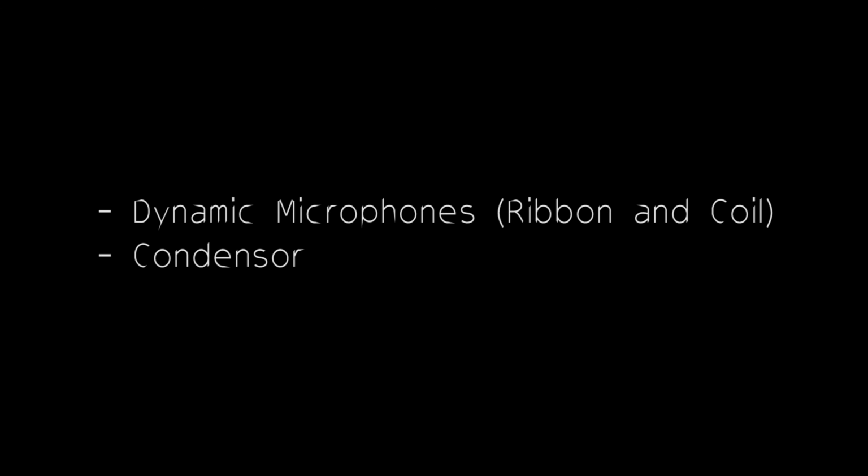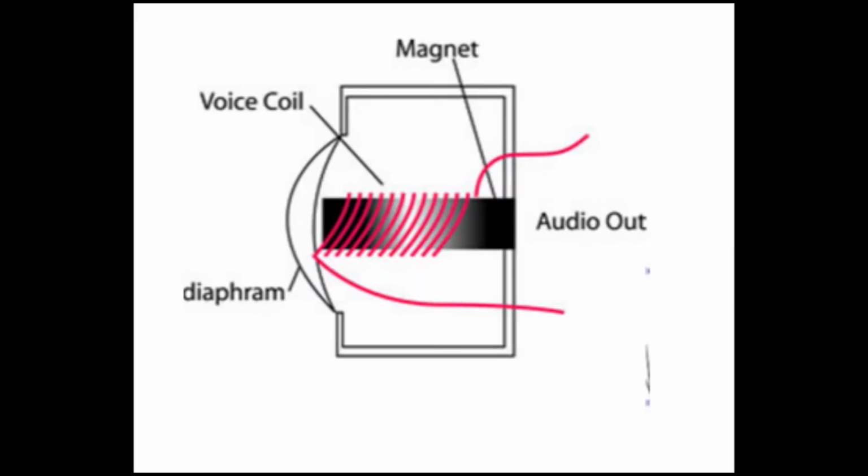Moving on to the types of microphones. There are 3 types of microphones. 2 of these are dynamic microphones, which are the coil and ribbon microphones, whereas the other is a condenser microphone. The coil inside the microphone is attached to a diaphragm, which is connected to the metal coil that is hung in the center of the magnet.